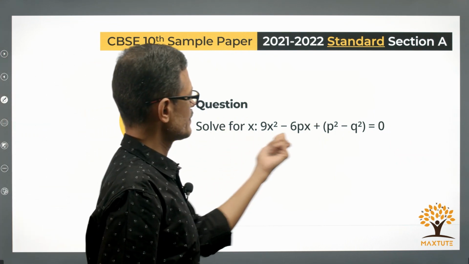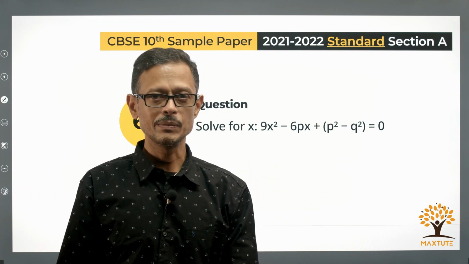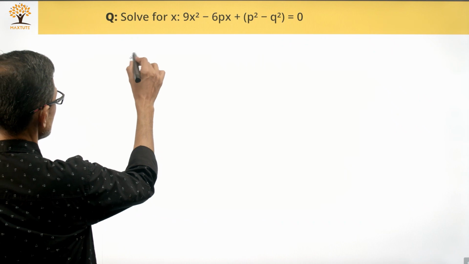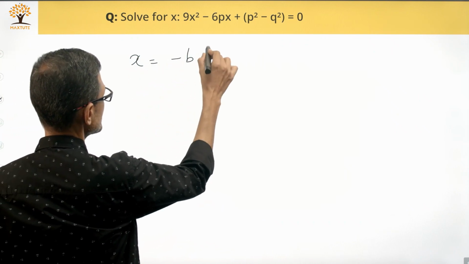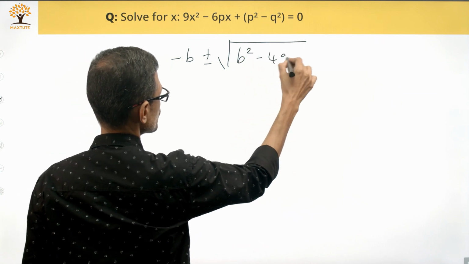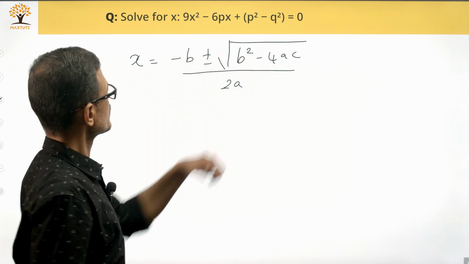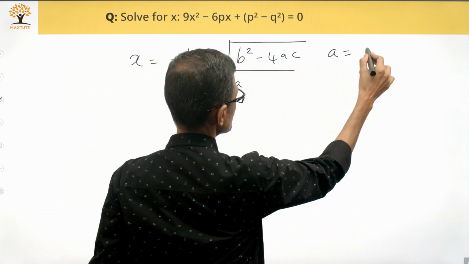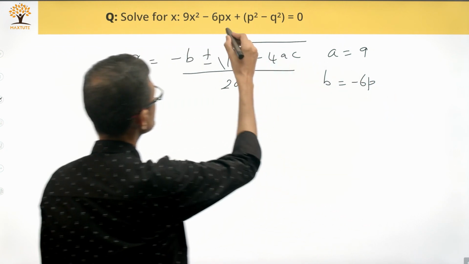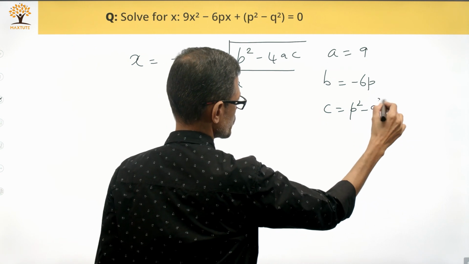Solve for x given this quadratic equation. Obviously, we don't have numbers here, so factorizing is not going to be possible. So let's go with the quadratic formula. What's the quadratic formula? The value of x is equal to minus b plus or minus square root of b square minus 4ac divided by 2a. What is given to us? This is the equation. So what is a for us in this equation? A is equal to 9. What is b? B is equal to minus 6p. That's b. What is c? C is equal to p square minus q square.